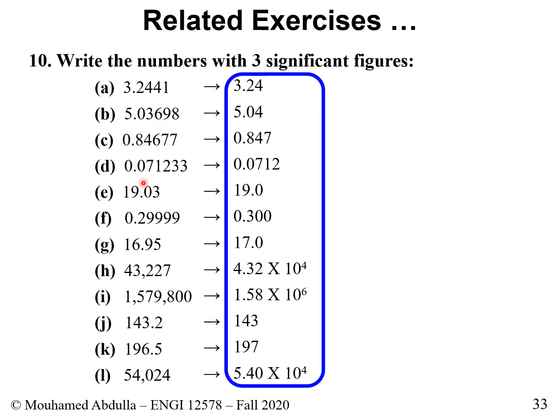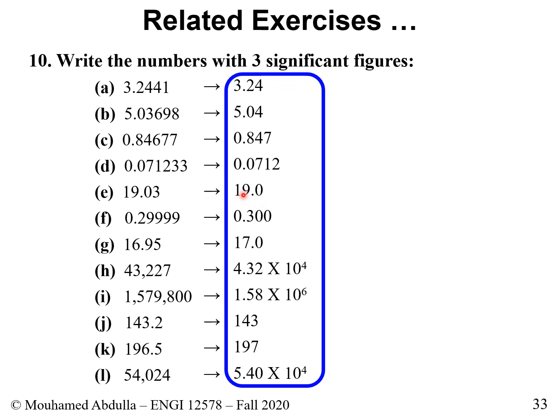This one here in 3 significant digits, you want 1, 2, 3, so it would stop somewhere here. The 3 would be rounded, so we still have a 3, and we'll end up at 0.0712. This one here in 3 significant digits, the 3 will be dropped as less than 5. It doesn't round anything, so you'll have 19.0.